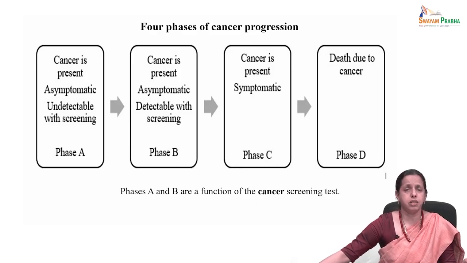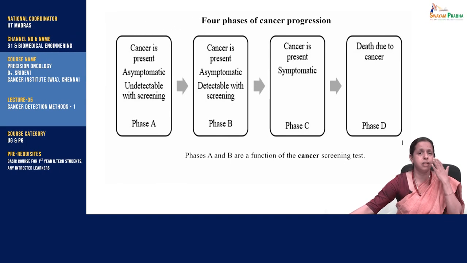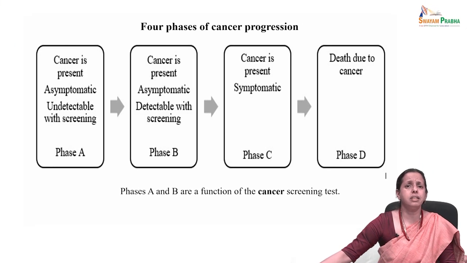The patient may express some kind of symptoms. For example, if it's lung cancer, don't confuse the stages and the phases here. Stage 3 people present themselves, especially in India, because we don't go for a low dose CT scan for lung cancer screening. How do they present? They come with cough, loss of weight and fever, and it is already stage 3 and 4 when the patients present themselves. The cancer in phase C is symptomatic, and then you have phase D, where the patient is dead due to cancer.